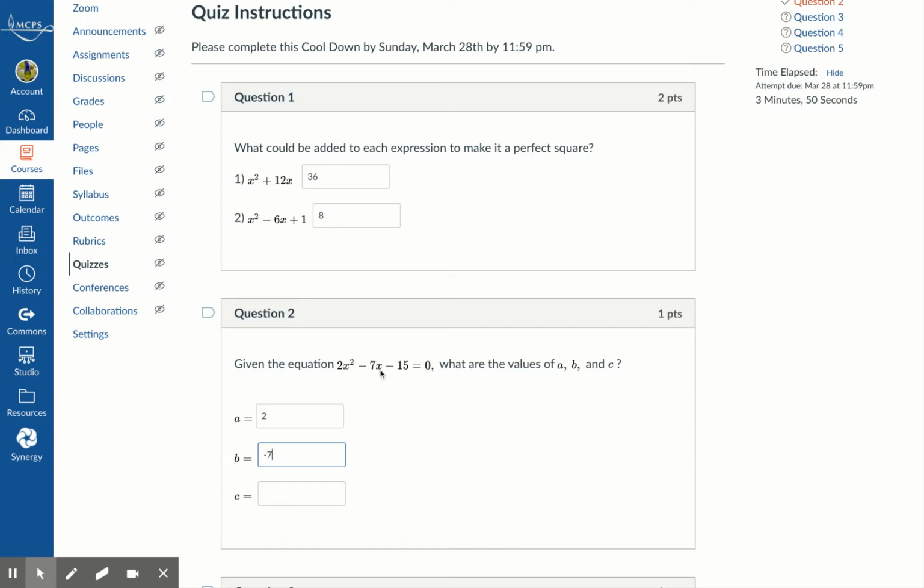And then the constant is my c, the number at the end. Again, don't forget the sign. That's a negative 15.